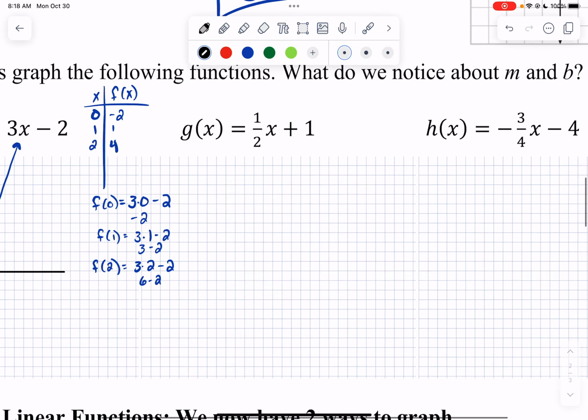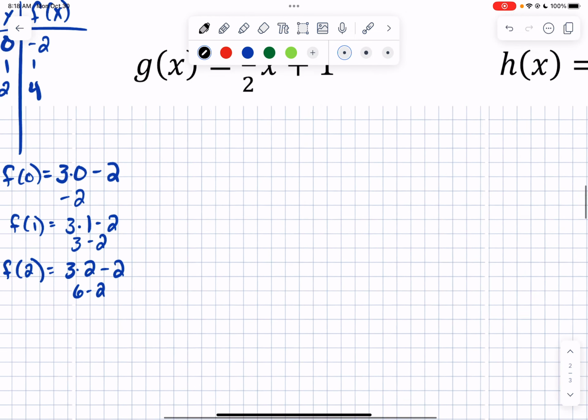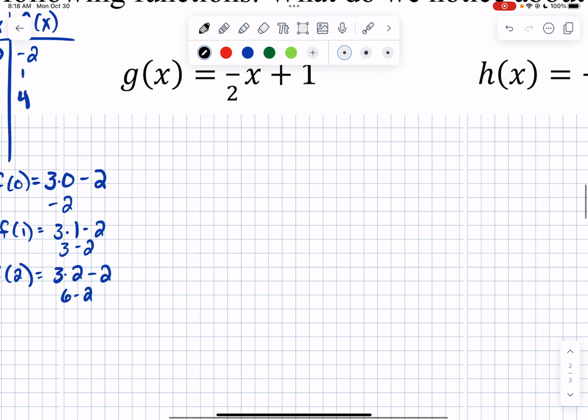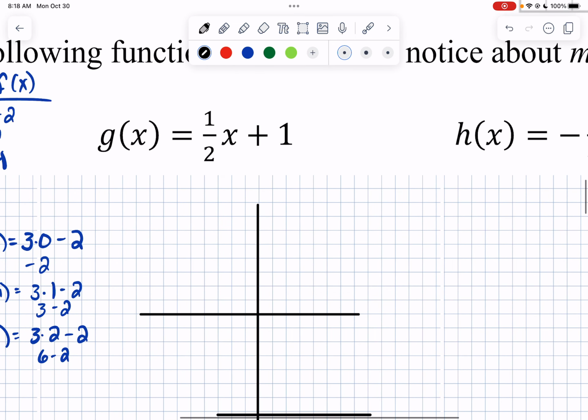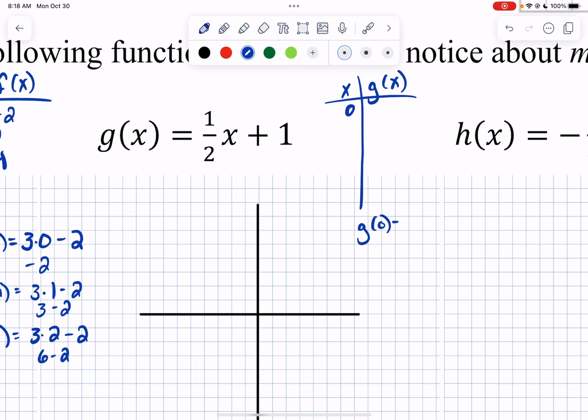All right, let's try this next one. All right, I'm going to put my axes in. Okay. All right, so let's get some points for this too. x, g of x. So instead of y, x, g of x. And again, I'm going to plug in a 0. 0 is one of my favorites. So I need to find g of 0. So it'd be 1/2 times 0 plus 1. 1/2 times 0 is 0, plus 1 is 1. So I have the point (0, 1).